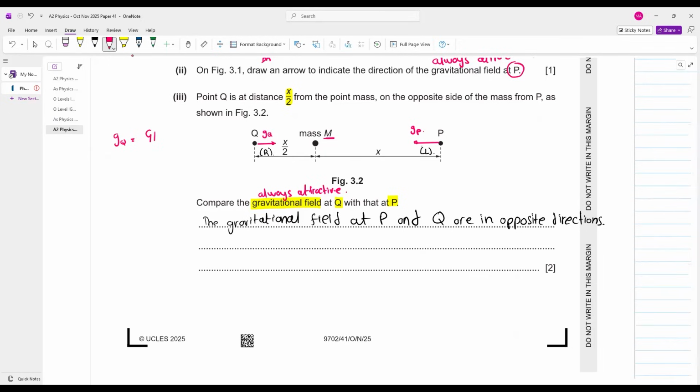Capital G, capital M divided by the distance between Q and M, that is x over 2 whole square. This comes out to be what? Gravitational field strength at Q comes out to be what? Capital G, capital M, x square divided by 4. Take this to the top side.